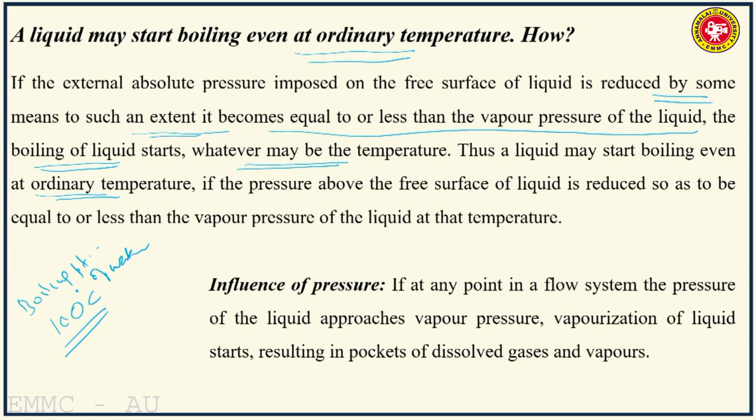Now let us discuss the influence of pressure. Suppose at any point in a flow system the pressure of the liquid approaches vapor pressure. Say, for example, you take flow through a pipe. If the pressure at any point in the flow through the pipe system approaches vapor pressure, then vaporization of liquid starts, resulting in pockets of dissolved gases and vapors, which is not advisable, particularly in the case of flow through pipes.